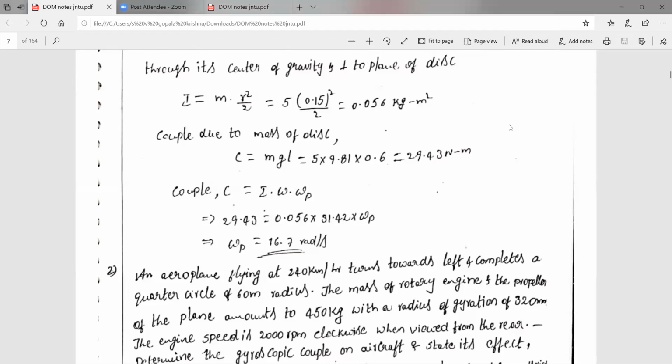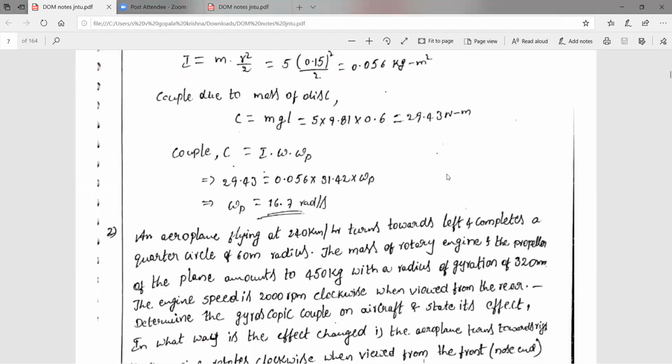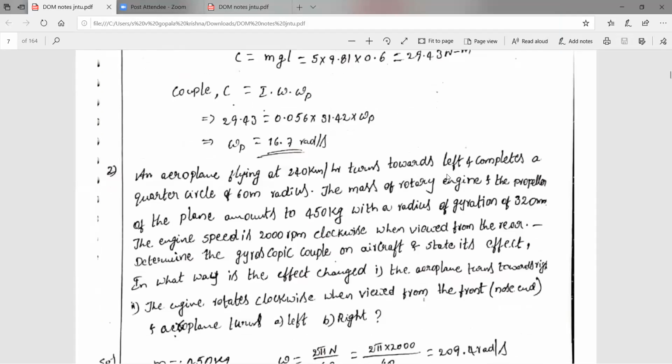Can you explain the gyroscopic couple again, sir? Hmm? Explain the gyroscopic couple again.